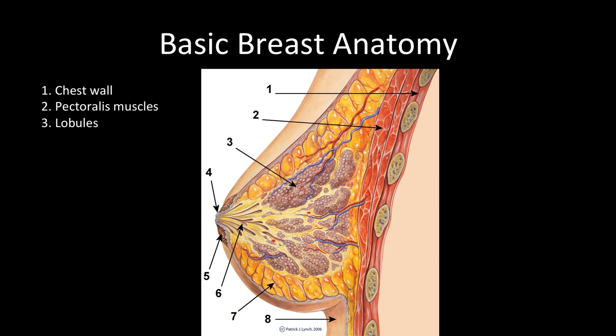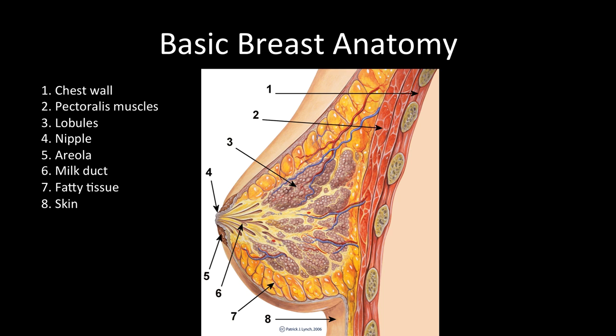Number three labels the lobules of the breast. Number four labels the nipple. Number five labels the areola. Number six labels the milk duct. Number seven points toward the fatty tissue of the breast. And finally, number eight is the skin overlying the breast.